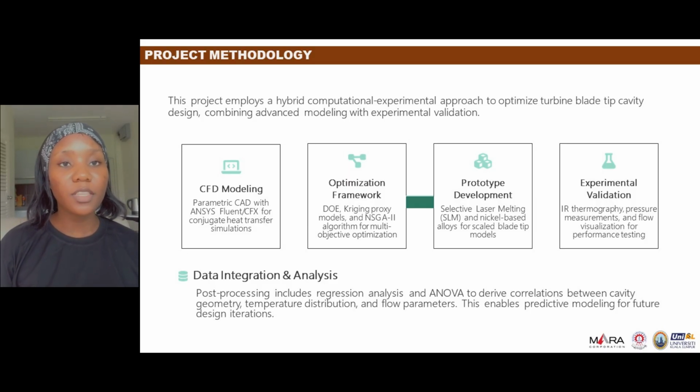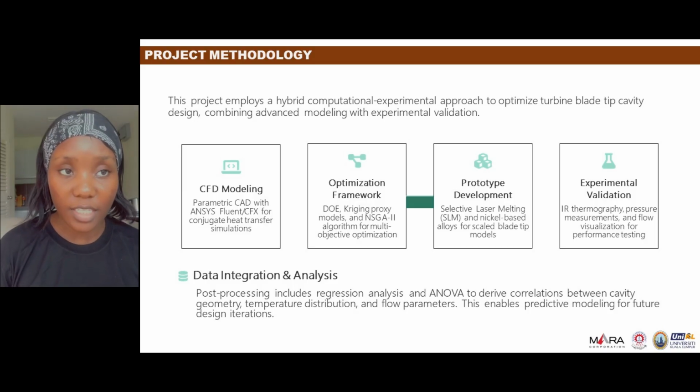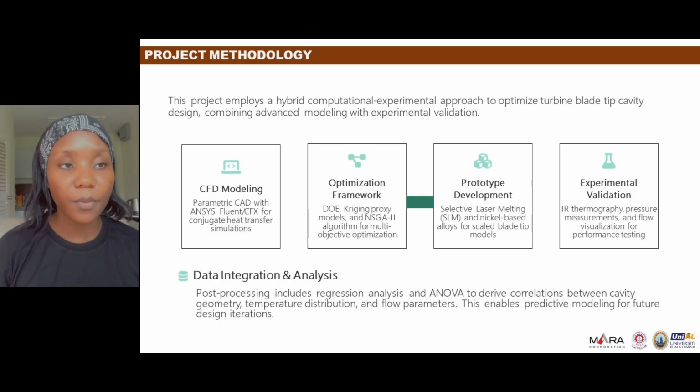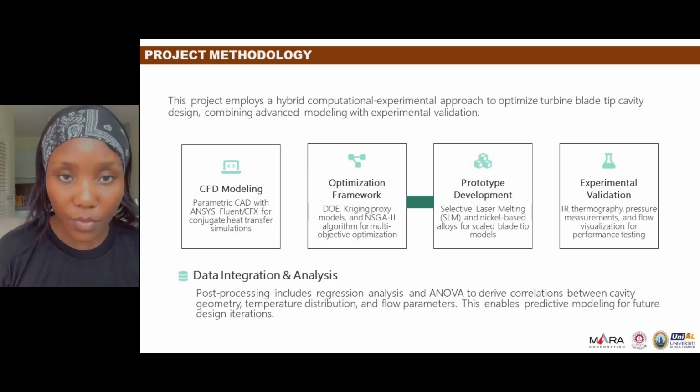To efficiently explore the large design space, a design of experiments method is applied, allowing for strategic selection of geometric variations while minimizing the number of simulation runs. Based on the CFD data, surrogate models are developed as fast, accurate approximations of the simulation results, enabling quick evaluation of numerous design candidates. The optimization is carried out using the NSGA tool, which handles multiple objectives simultaneously, maximizing cooling effectiveness while minimizing aerodynamic losses to produce a Pareto front of optimal solutions.